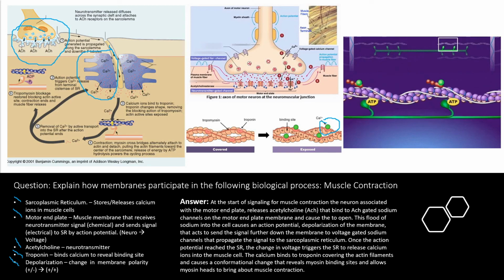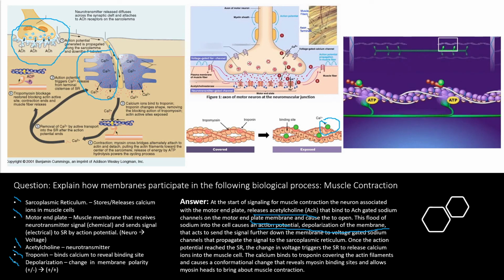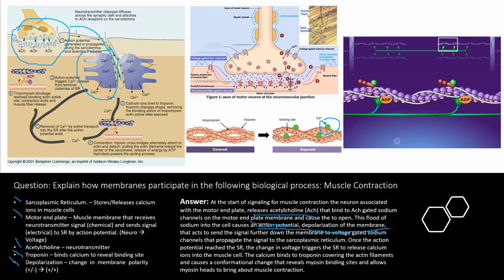So in our answer here, we have talked about this signaling across the membrane by acetylcholine, all right, and how it binds to channels on the motor end plate membrane, right? And then we've also talked about action potential and depolarization of the membrane, because this is key. The signal would not reach the sarcoplasmic reticulum if we did not have this action potential going down across the membrane into the T-tubule and reaching the sarcoplasmic reticulum.